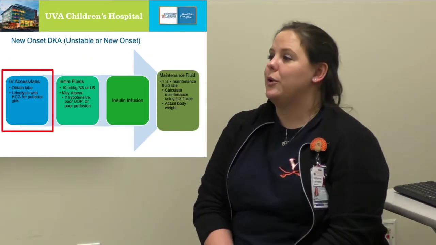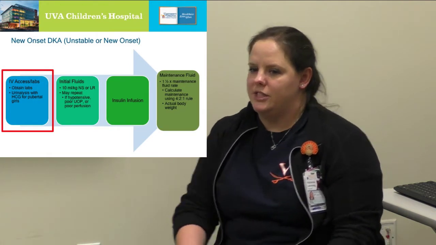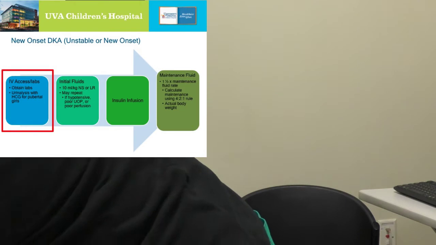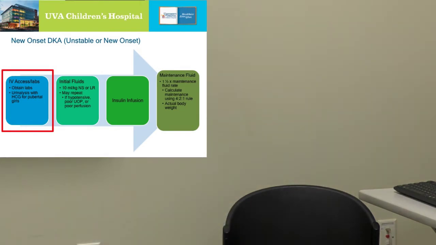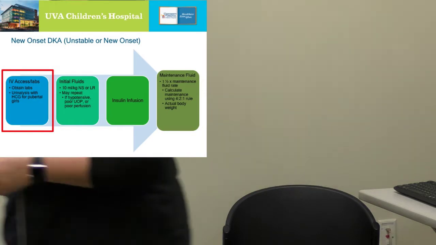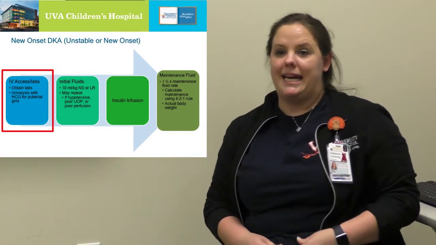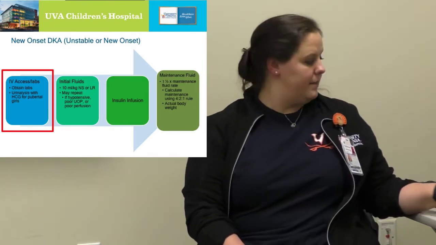So I'm going to walk you through our protocol here at the University of Virginia. I actually have 2 examples. It's the same protocol, but 2 copies of it here if you want to follow along on there. But the first thing we want to do is, of course, always obtain IV access and labs when they come in.